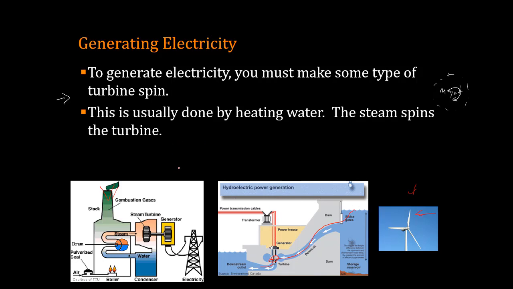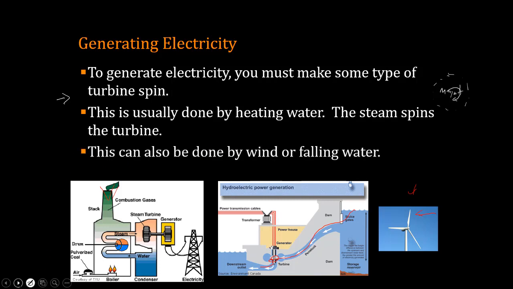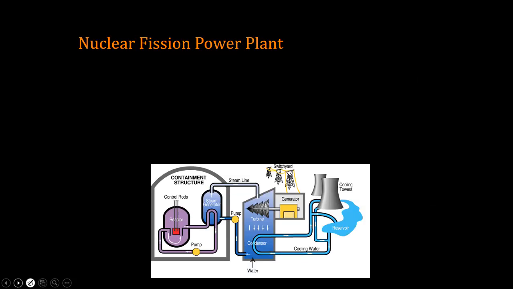So usually we do this by using water, either heating the water to steam or letting gravity pull water. Sometimes we use wind. A solar power plant, where you're using photoelectric cells or solar panels, works differently than this. They don't involve a turbine. We won't get into those. So wind, falling water, same thing.